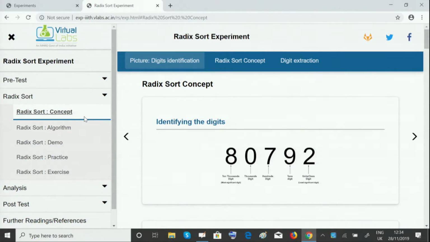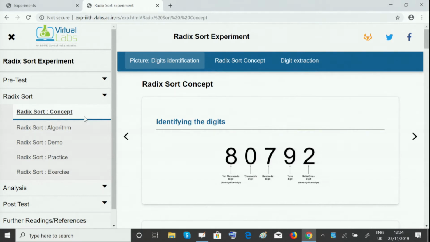What we will do in this section is learn the concept and algorithm for Radix sort before we go through the demo and practice in the exercise sections to get a better understanding. First, we will take the concept section. In the concept section, we need three basic concepts that we will need for the algorithm.